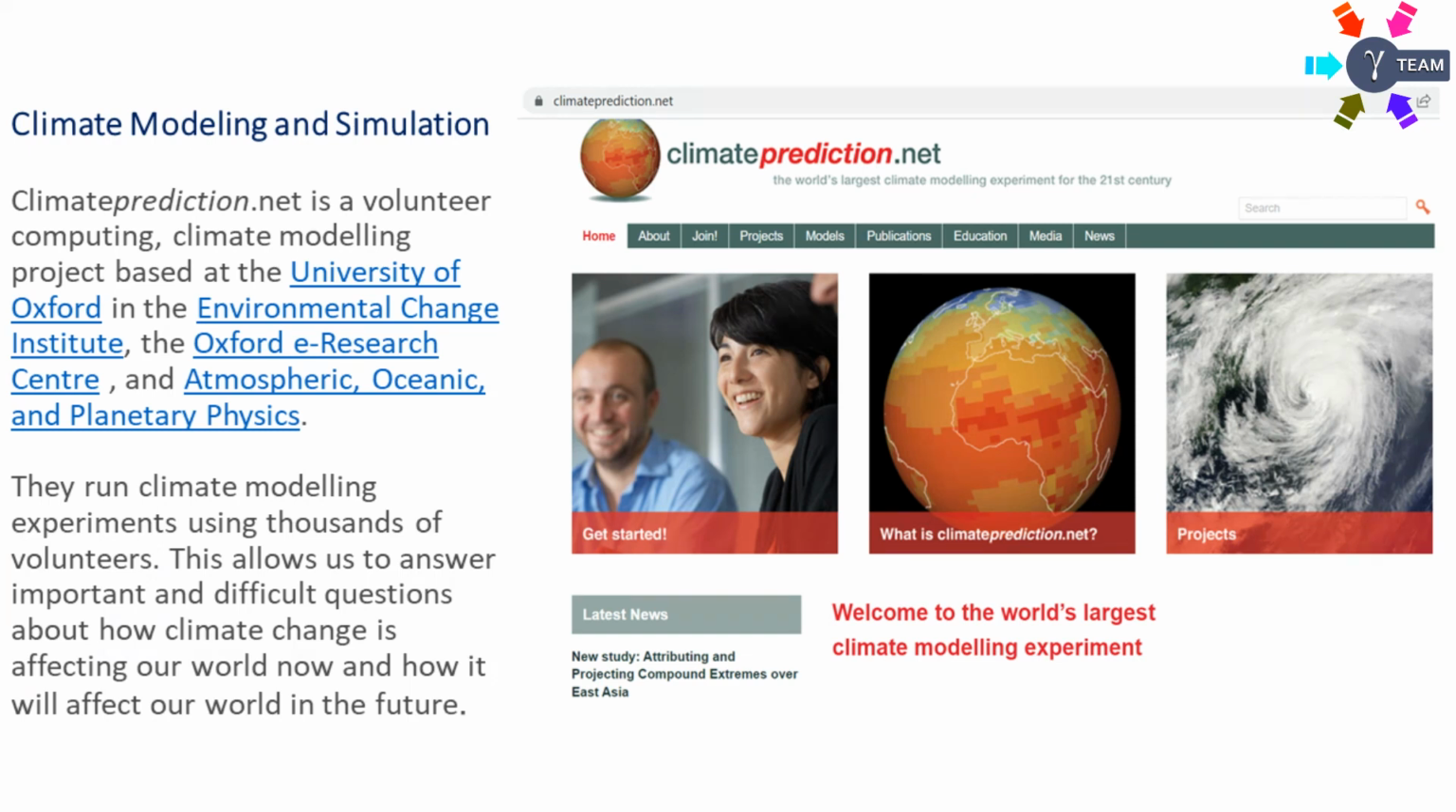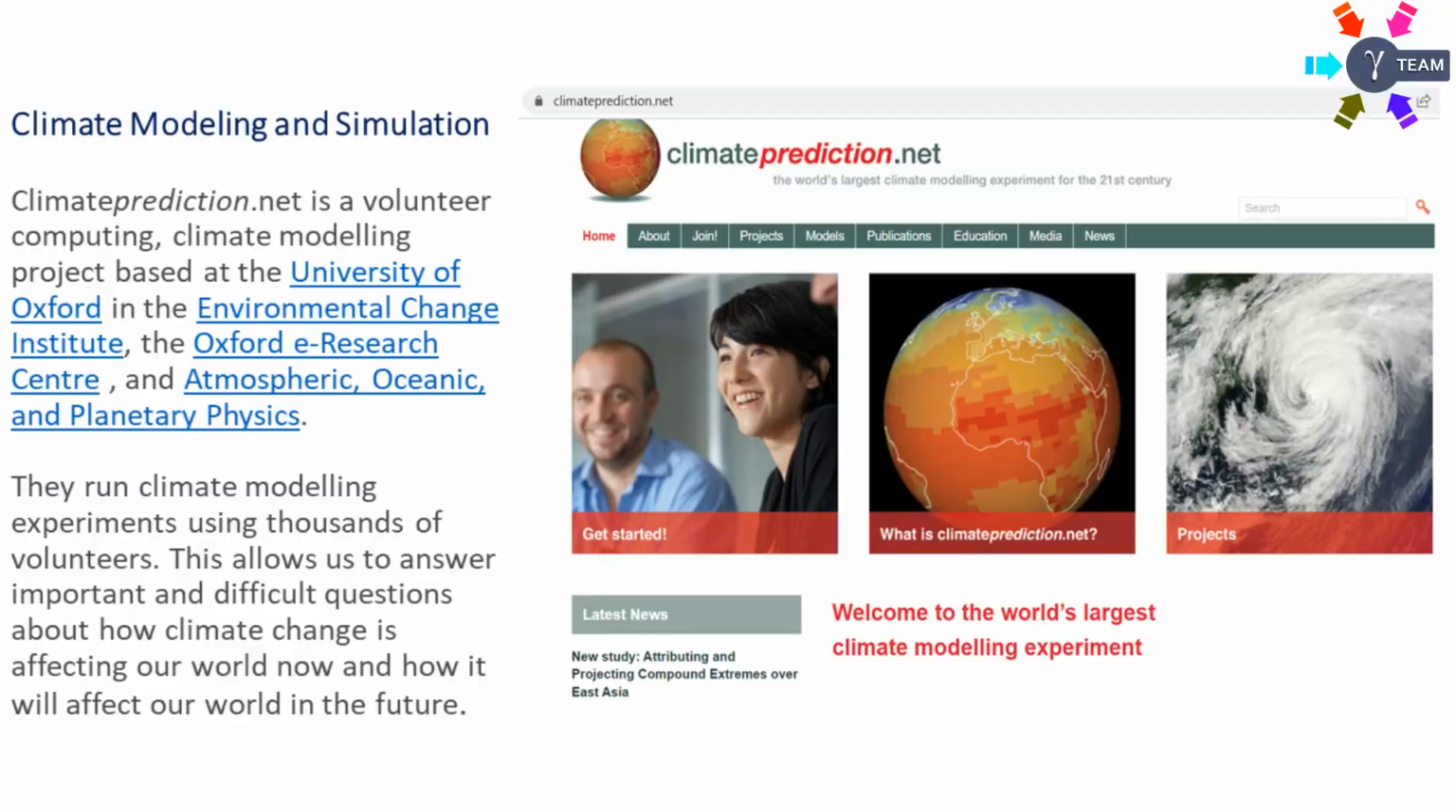Here we can see the website called climateprediction.net. Actually, it's a volunteer-based, distributed computing climate modeling project based at the University of Oxford in the Environmental Change Institute. Actually, they run climate modeling experiments using thousands of volunteers. This allows us to answer important and different questions about how climate change is affecting our world now and how it will affect our world in the future. So you can click the link and see the details further.